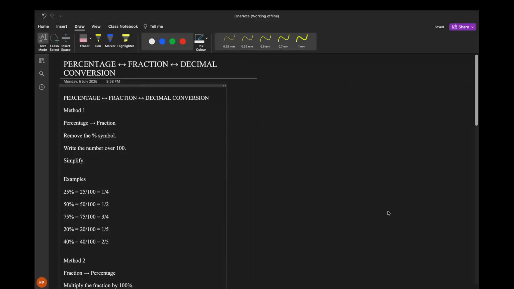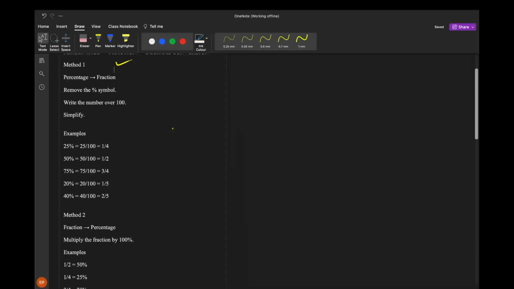Hello everyone. In this video, we'll see percentage to fraction, fraction to decimal, and vice versa, also. Means fraction to percentage, decimal to fraction, all these conversions in percentage. In method 1, percentage to fraction: remove the percent symbol, write the number over 100, and simplify it. Means we are converting percentage to fraction.